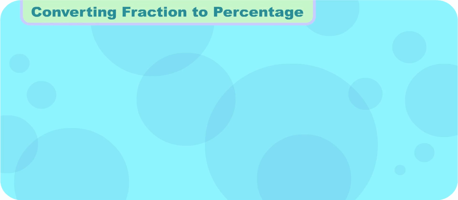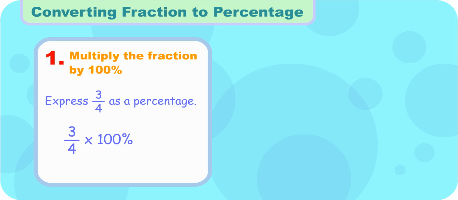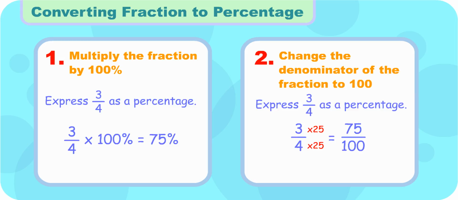Likewise, we can convert a fraction to a percentage. There are two methods of doing that. The first method is that you multiply the fraction by 100%. For example, 3/4 is equal to 3/4 times 100%, which is equal to 75%. For the second method, you have to use the concept of equivalent fractions for conversion. That is, you change the denominator of the fraction to 100. So 3/4 is equal to 75 over 100. 75 out of 100 is 75%.